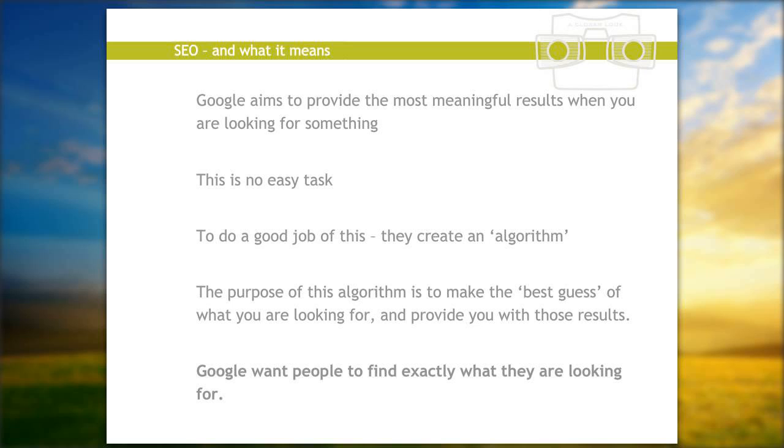So to do a good job of this, they create what's called an algorithm or a formula. And the purpose of that algorithm is to make a best guess as to what you're looking for and to provide you with those results. So what Google really want is for people to find exactly what they're looking for. So that's the only reason why they change their formula, because they are constantly refining this process for your benefit.